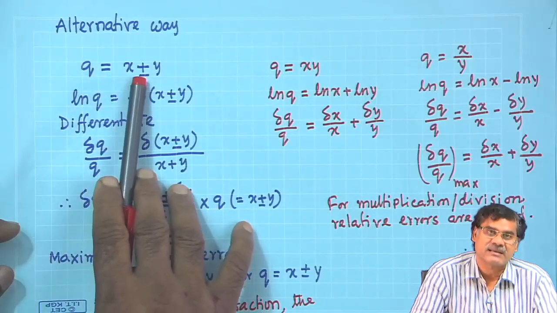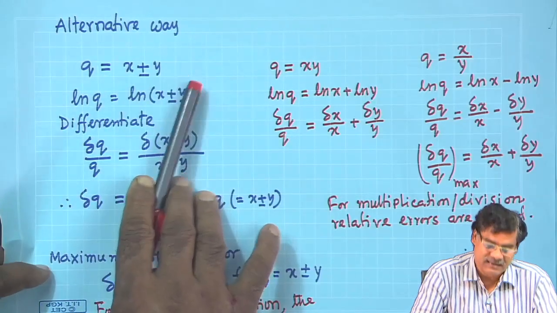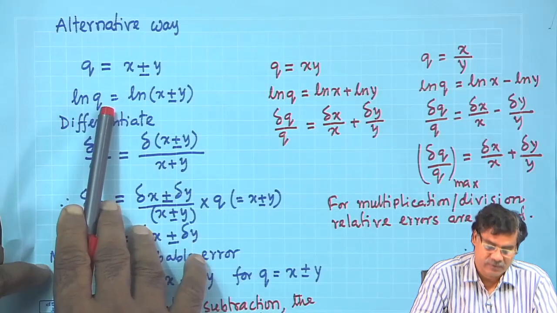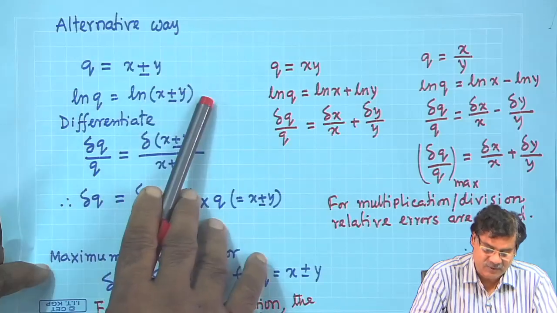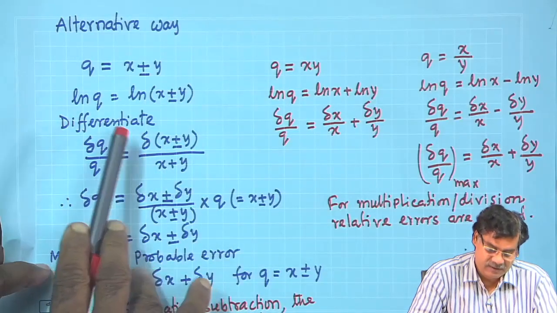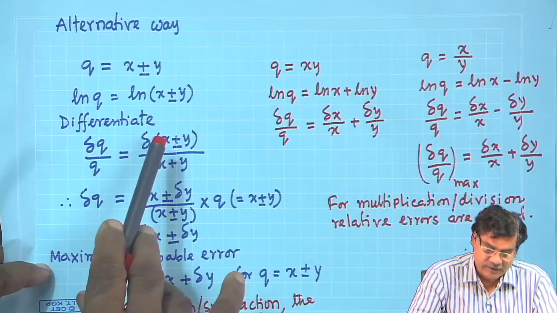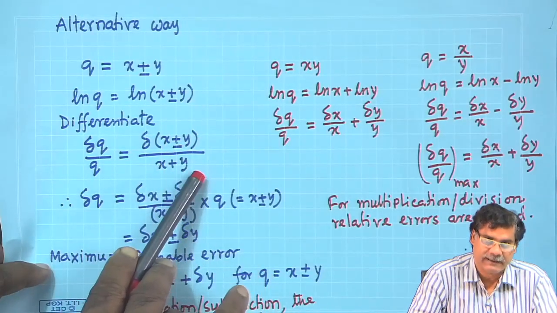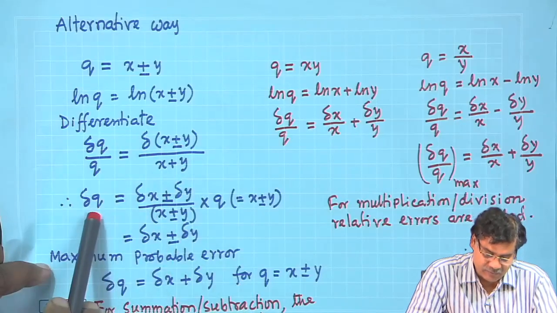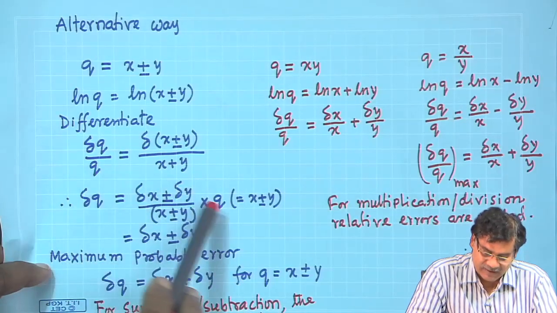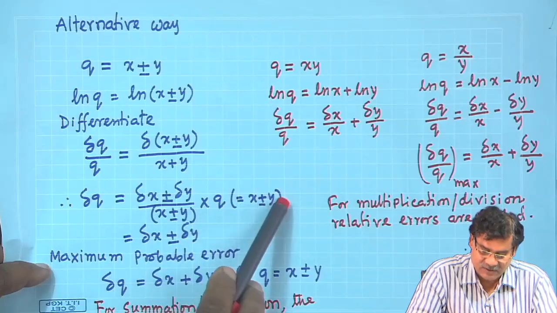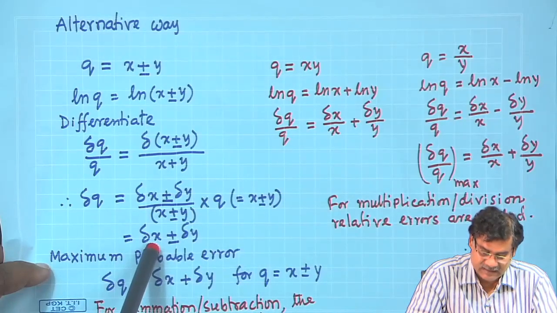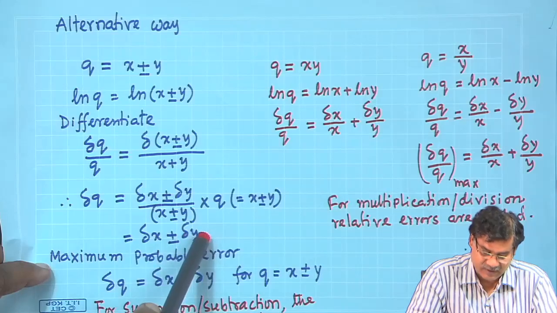So, say q equal to x plus minus y. Okay. Just take log on both sides. So, log q equal to log of x plus minus y, then differentiate. So, del q by q equal to del x plus minus del y by x plus minus y. Okay. So, then del q equal to, so q we multiplied here. So, q is basically x plus minus y. Okay. So, this will go. So, this equals del x plus minus del y. Okay.